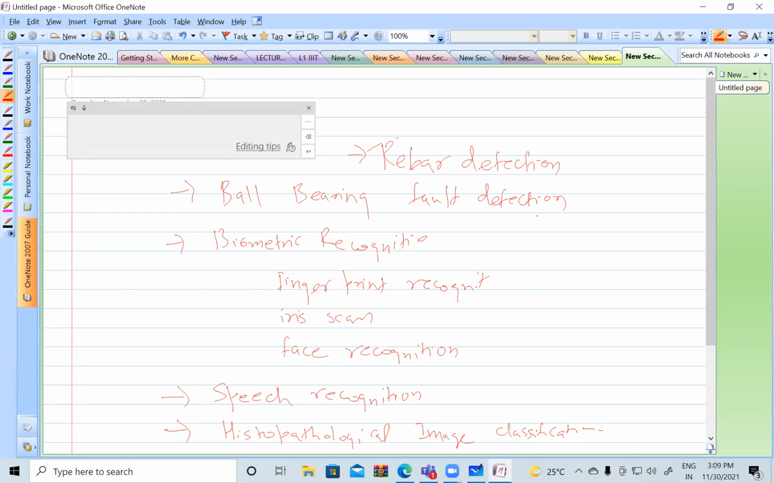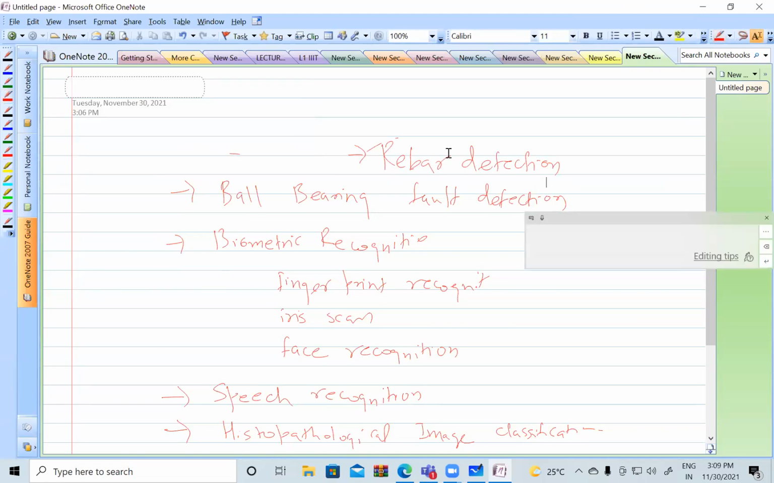So these are all real world classification problems. My topic is solving real world classification problems using machine learning. These real world classification problems are from different domains. So what is ball bearing fault detection?